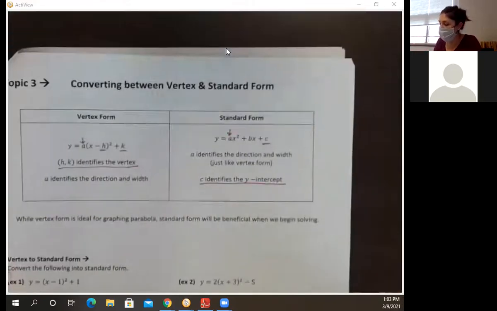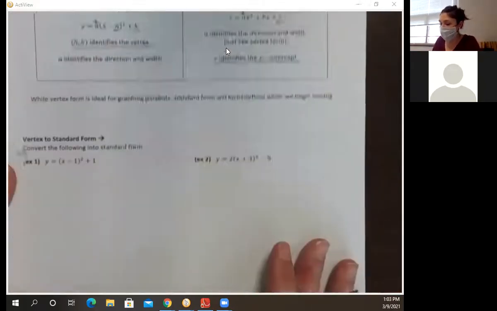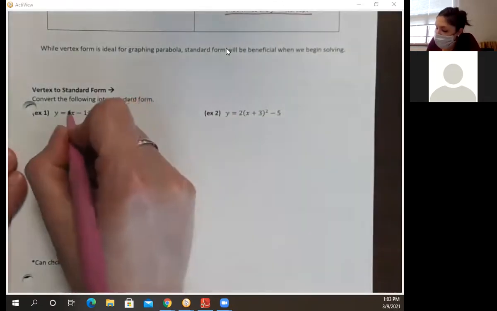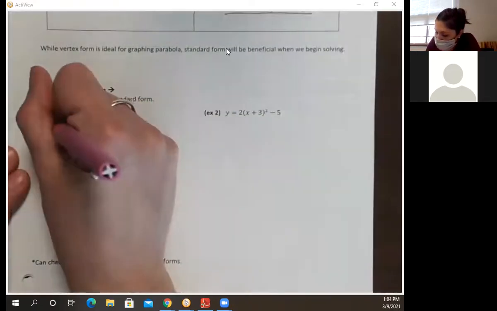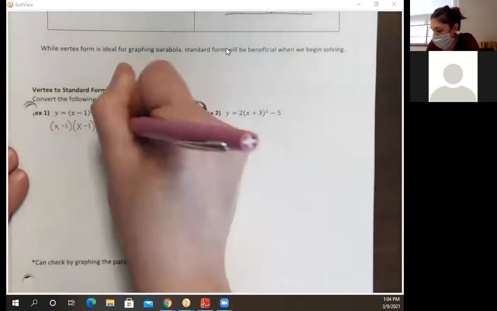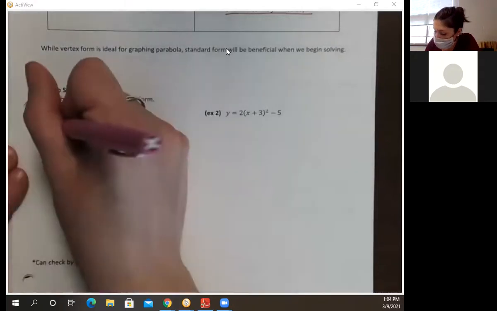For standard form, we want to multiply this out and combine all of our like terms. So that's what we're going to do here. If you remember a minute ago, we had an x squared, and I reminded you that means x times x. And we had a -3 that we were squaring, and we said that means -3 times -3. So here where I have x minus 1 squared, that means x minus 1 times x minus 1. Following order of operations, I want to multiply these together first. I want to do my distribution first.